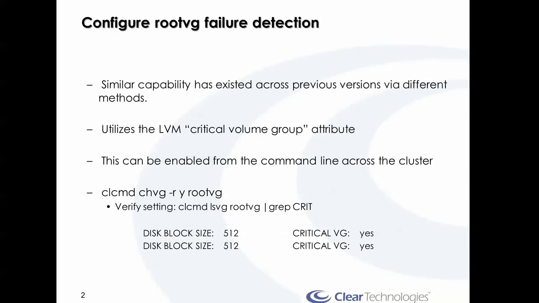And in my case, since I already have a cluster configured, I can execute the clcmd command. So I just run this command once and it'll update every node in the cluster with this setting. So it's just a -r y rootvg. And then I check the setting just to verify that it truly is enabled. And that's it. That's all you have to do. And then I'm going to switch over in just a second to actually perform the demo.